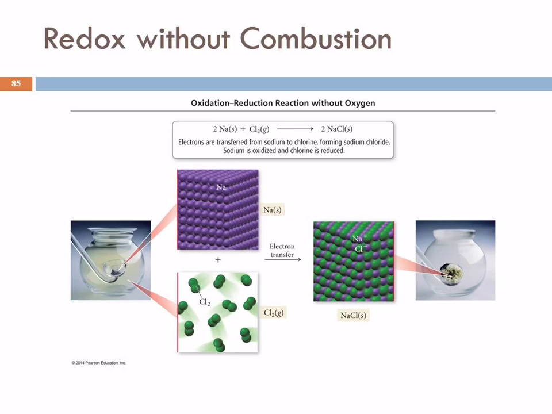You can also have redox reactions without oxygen. Here's the reaction between sodium metal and chlorine gas. So here we have a little chunk of sodium metal in a container with chlorine gas, and these will react by transferring electrons. Electrons will be transferred from the sodium to the chlorine, and that will result in sodium chloride being formed.